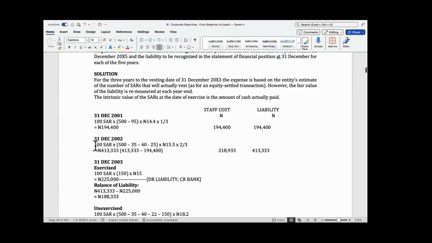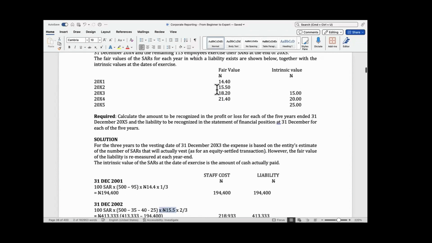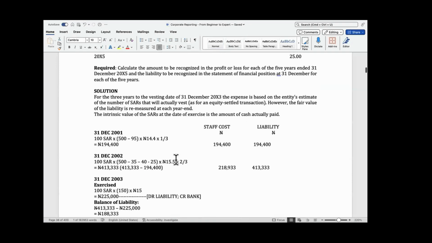So in year 2, 100 SARs, what we are giving, 500 minus 35 that left in year 1, 40 that left in year 2, and 25 that will leave in year 3. So that's the total number of employees that will remain, whatever we get as balance. Multiply that by 100, multiply by the fair value of that option at the end of year 2, which is 15.50. So whatever you get here is the value of that option at the end of year 2.